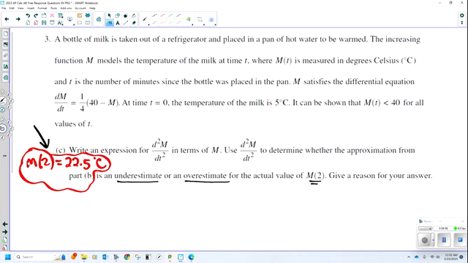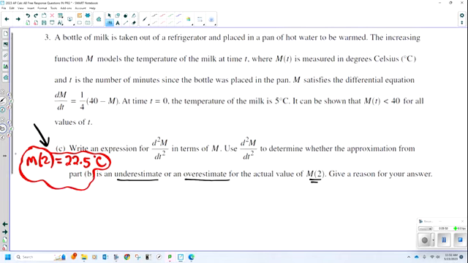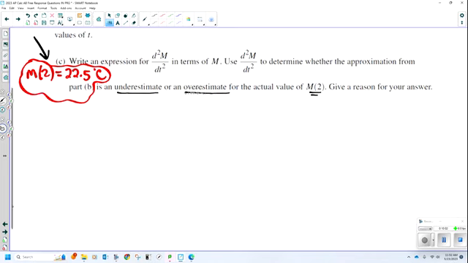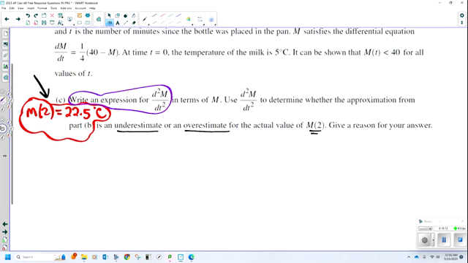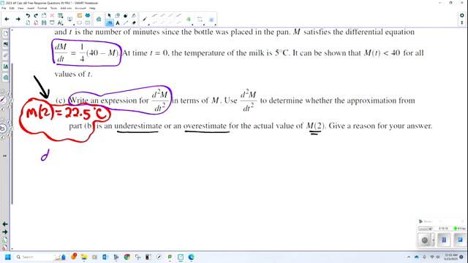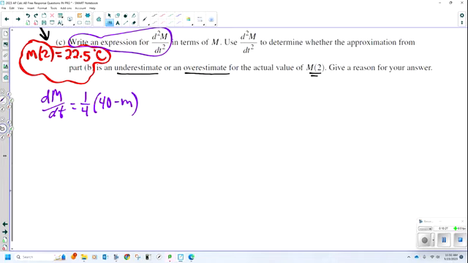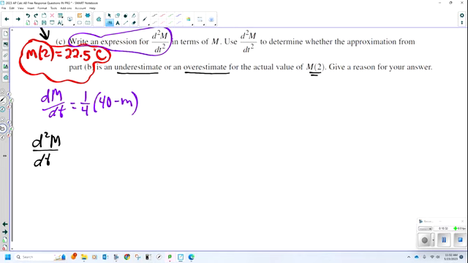All right, this is going to be good. I'm probably going to, when I'm done with this, explain a little bit more than I need to, but it's good, kids. It's good. Let's tackle the first task. Expression for the second derivative. Write that expression. Okay. Well, the first derivative, which is given to us right here, dm dt is 1/4 times 40 minus m. If I need the second derivative, what I need is d2m over dt2.